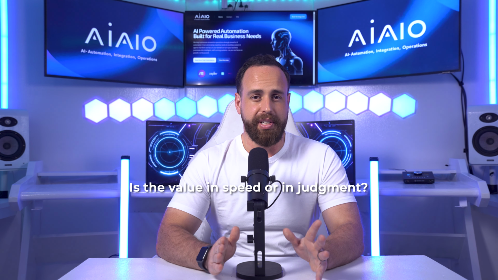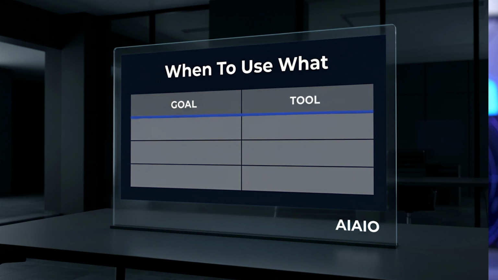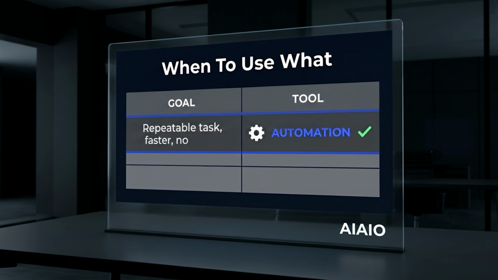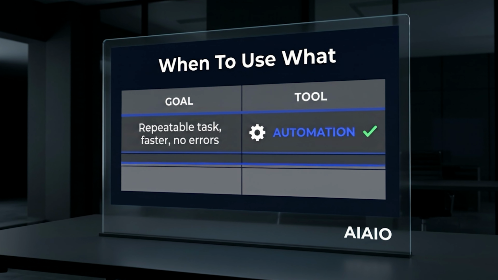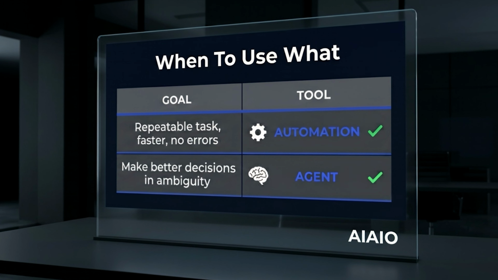Question 3. Is the value in speed or in judgment? If the main win is doing a repeatable task faster and without errors, automation. If the main win is making better decisions across ambiguous situations, then you want an agent.